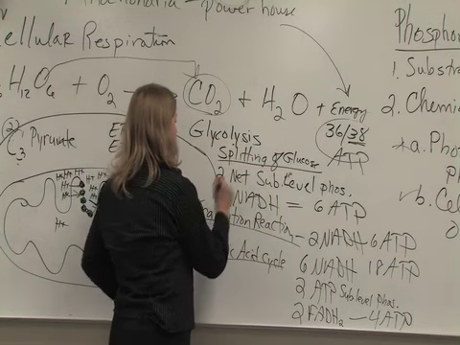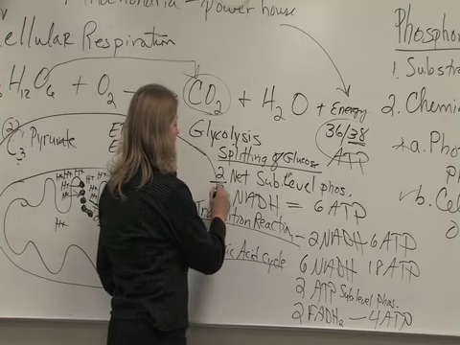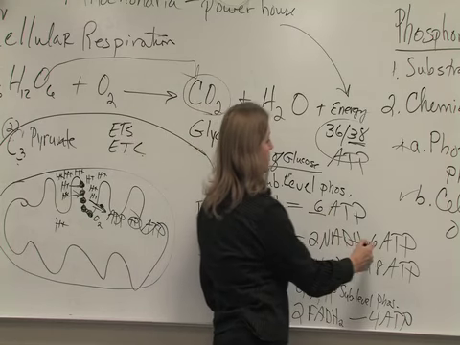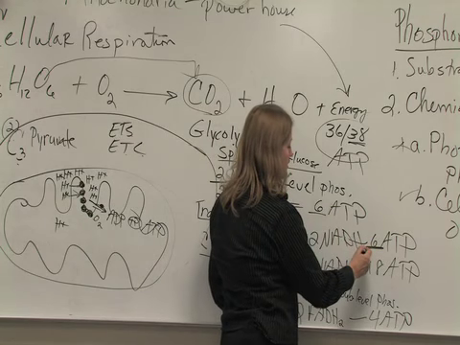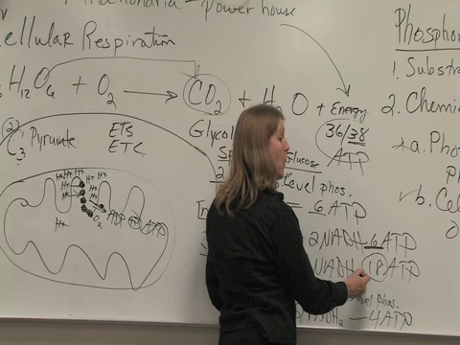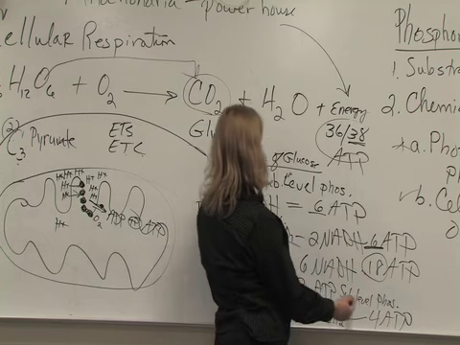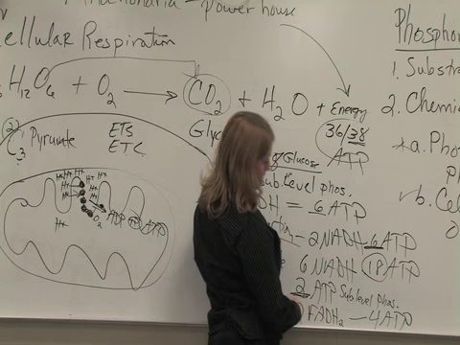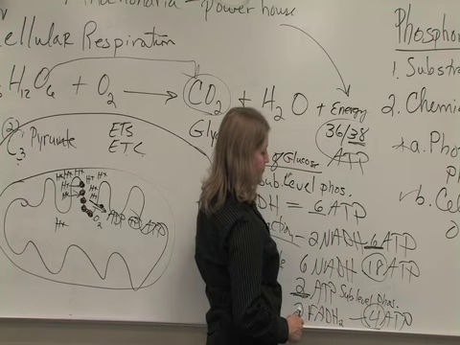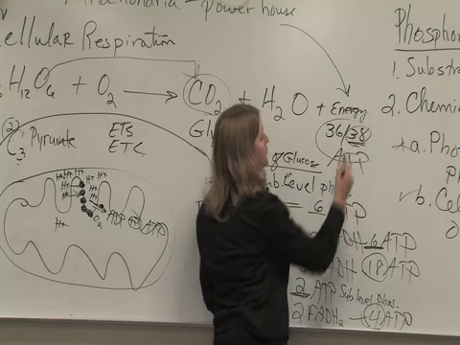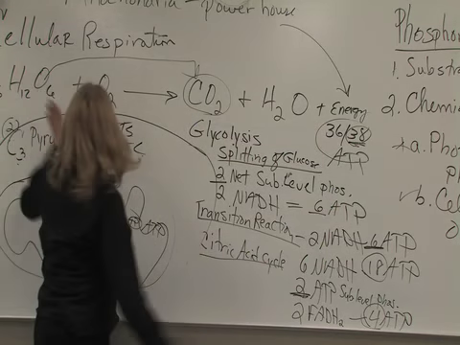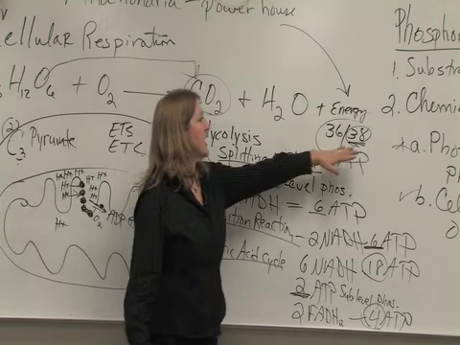So we've got 2 net. So help me out here. 2 plus 6 is what? 8. Plus 6, 14. Plus 18, 32. Plus 2, 34. Plus 4. There's your 38 ATP. Heart and muscle cells are efficient like this, and for every glucose molecule oxidized, you get 38 ATP.